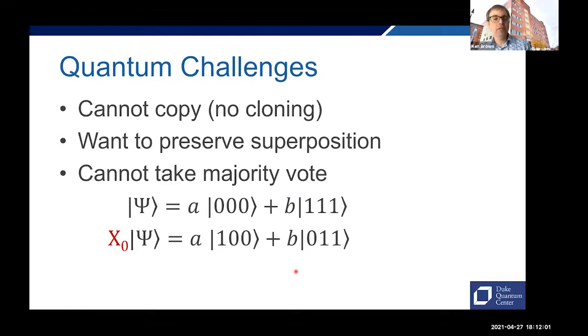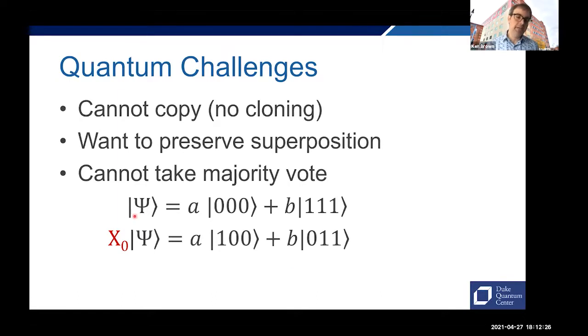Okay, so now here's the problem. How are we going to take these single qubits and encode them in a way where we can fix errors? And it's really pretty challenging. The first challenge is that you can't copy. This no-cloning theorem derives from the unitarity of quantum mechanics. The other thing is we want to preserve the superposition, so we cannot directly take a majority vote.